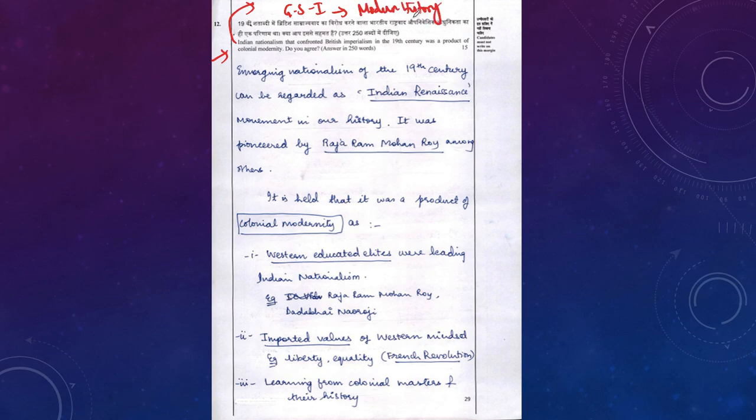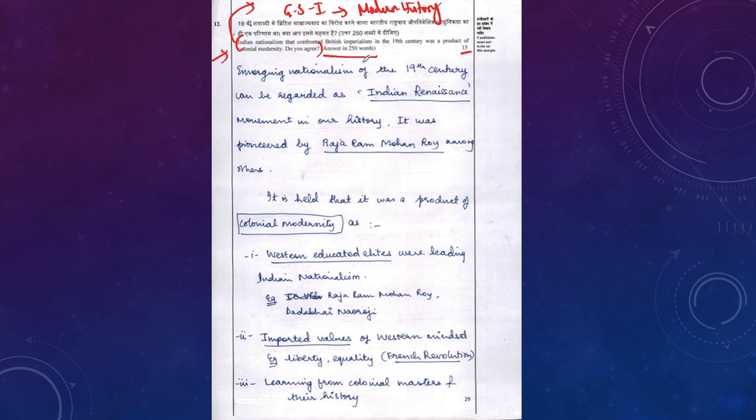The question is: Indian nationalism that confronted British imperialism in the 19th century was a product of colonial modernity. Do you agree? It is a 15 marker question and they have asked to answer it in 250 words.